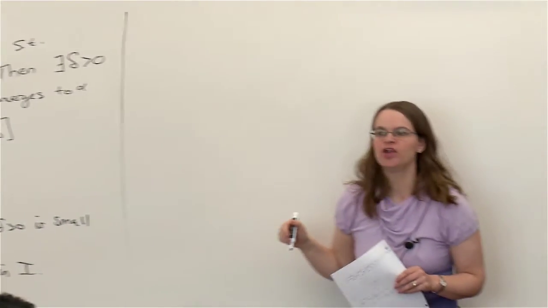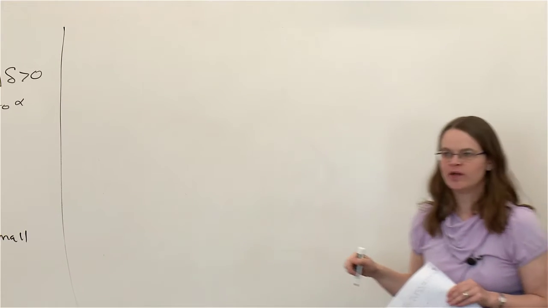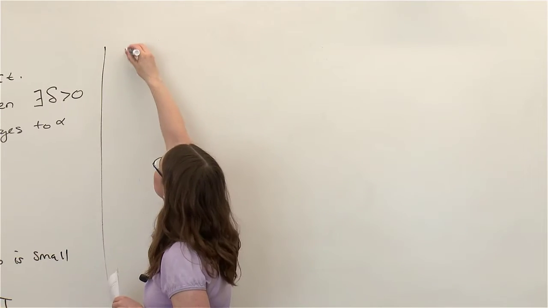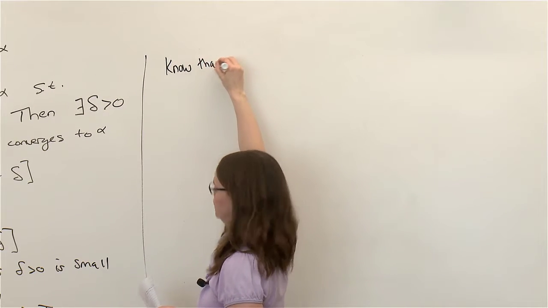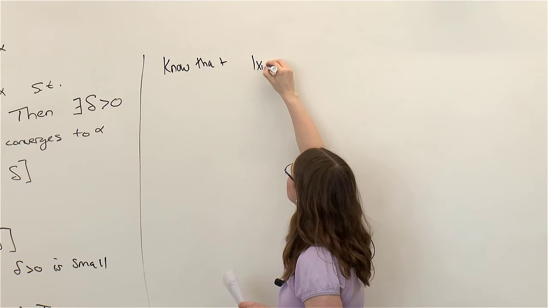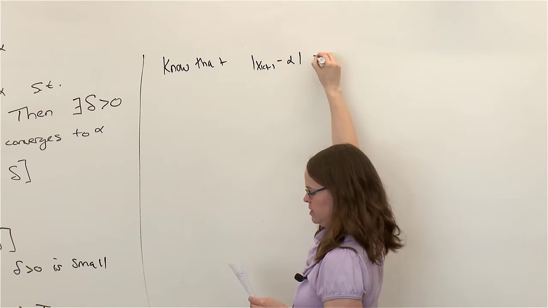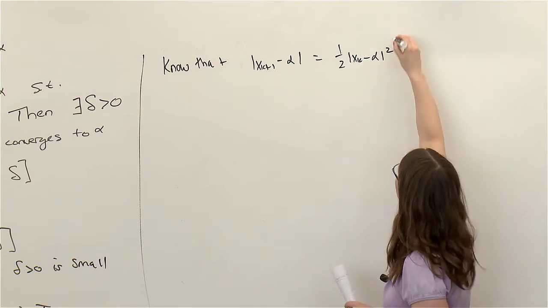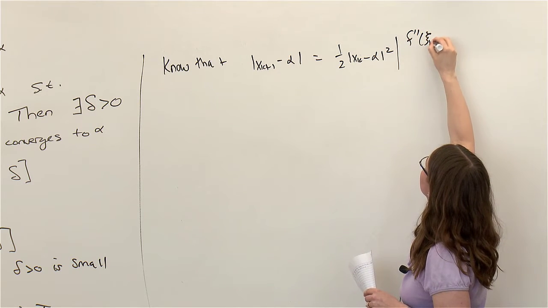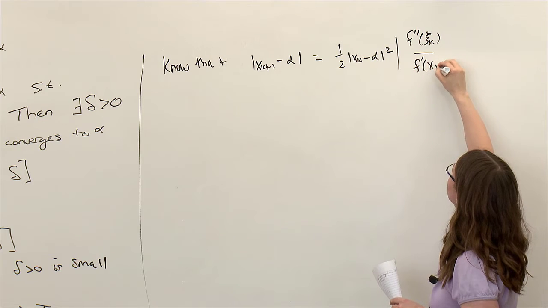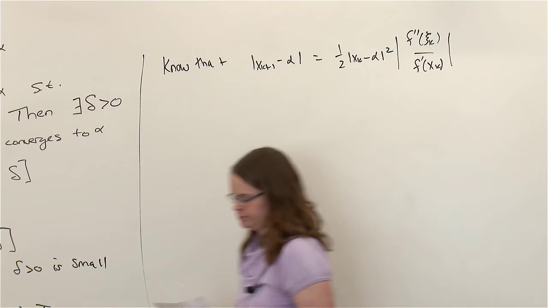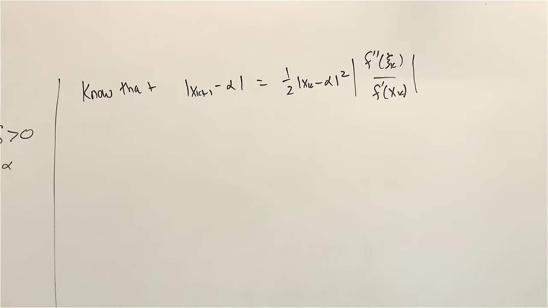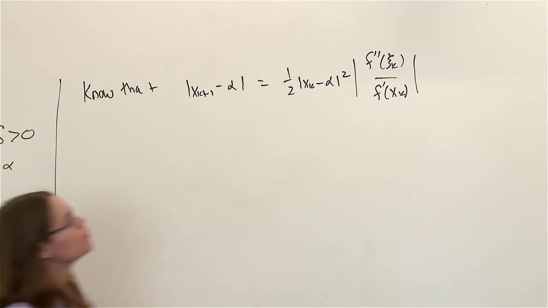If you're stuck on a proof, just start writing down the things that you know. That's a good place to start. You have definitions. You can write them down in terms of epsilon deltas if you need to. So I'm just going to recall, we know this already, that xk plus 1 minus alpha is equal to 1/2 of xk minus alpha squared times f double prime of ck over f prime of xk, for some c, and we know that this number is bounded.